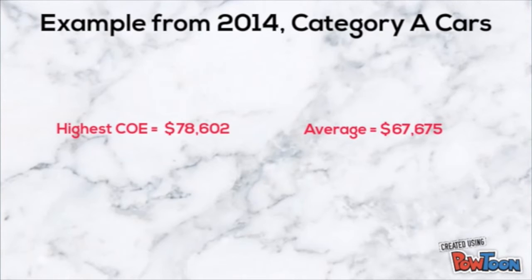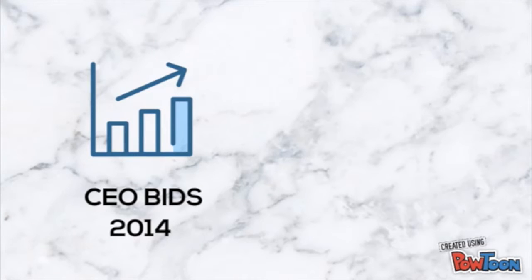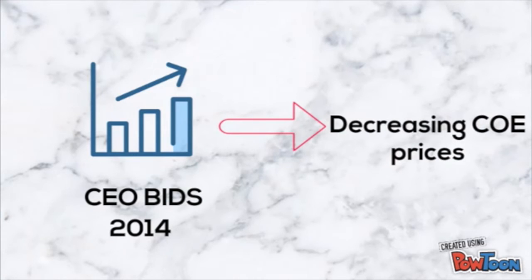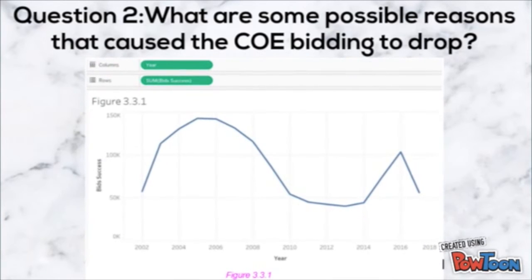Whereas for Category A cars in the following year, 2014, the highest price of the COE was $78,602 and the average price was $67,675. The increase in the number of COE bids in 2014 could be a result of the decreasing COE prices in Singapore from the previous year, 2013. The next question is, what are some possible reasons that caused the COE bidding to drop? According to figure 3.31, the COE bid successes began to drop from 2005 onwards until 2013.